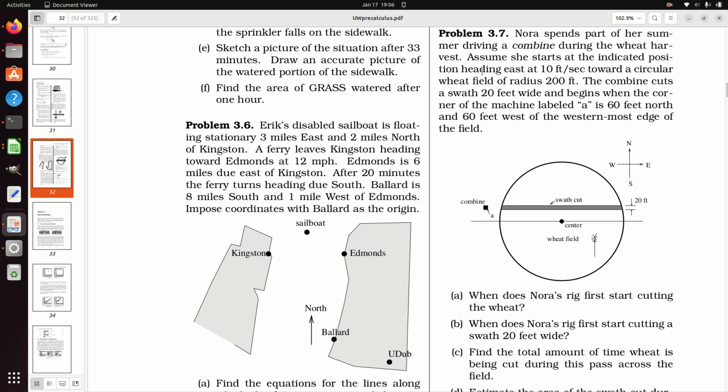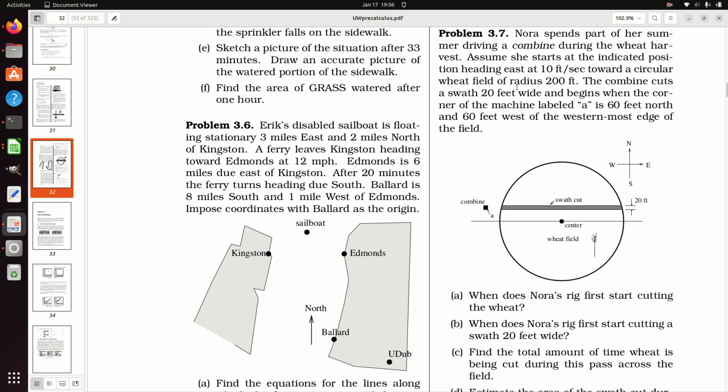So as I look at this, they mentioned the 10 feet per second. This thing's heading east. It's heading this direction at 10 feet per second, the combine. But I'm not going to worry about that yet. I want to map out all this stuff.